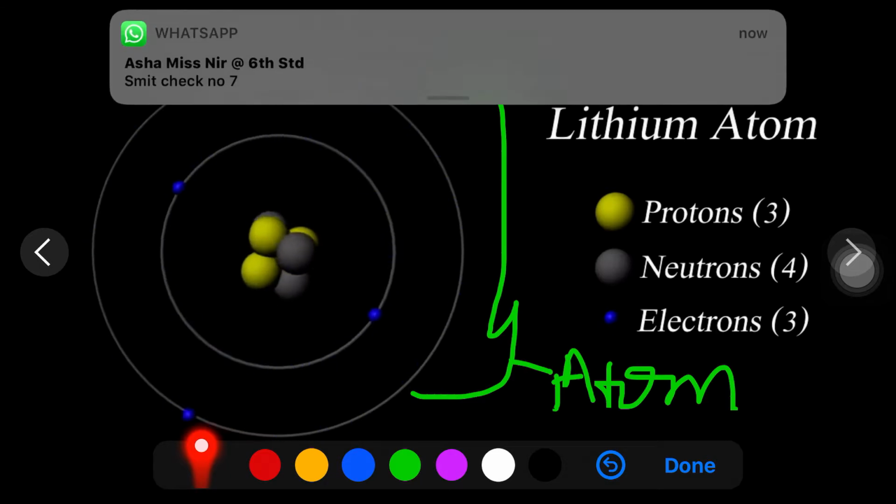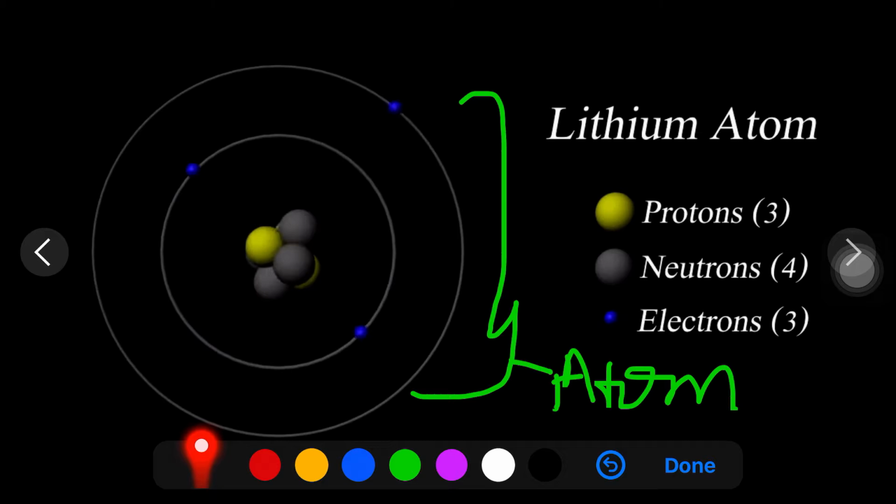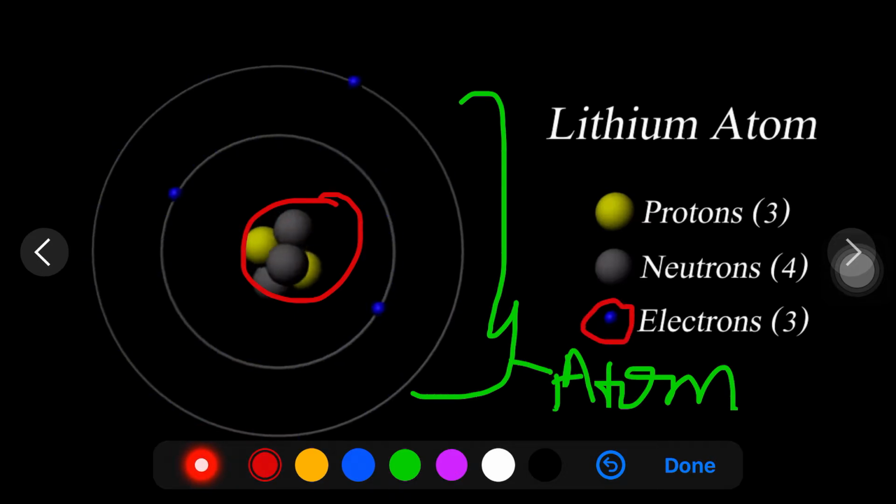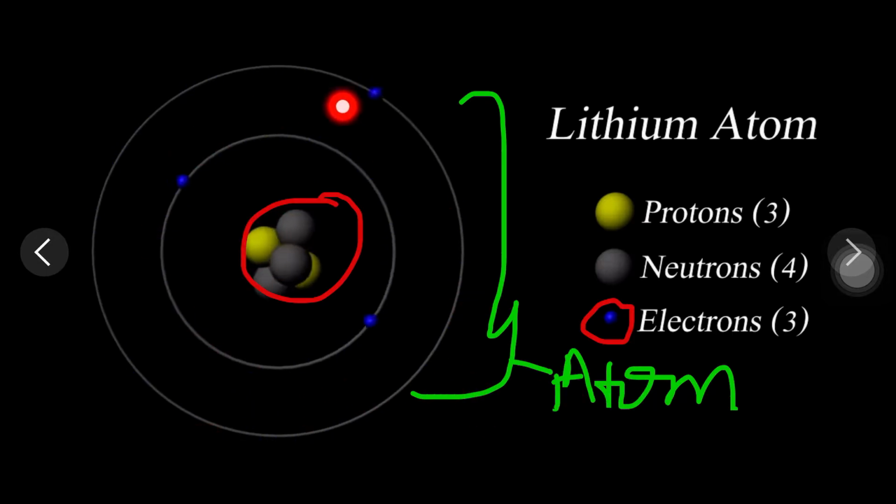As you can see, this is the image of one of the elements, the lithium atom. In between there is a nucleus in which protons and neutrons are embedded. It is constant, it is not moving. Which one is moving? Electrons keep on moving throughout their orbits. So this is nothing but an atom. This is the structure of the lithium atom.